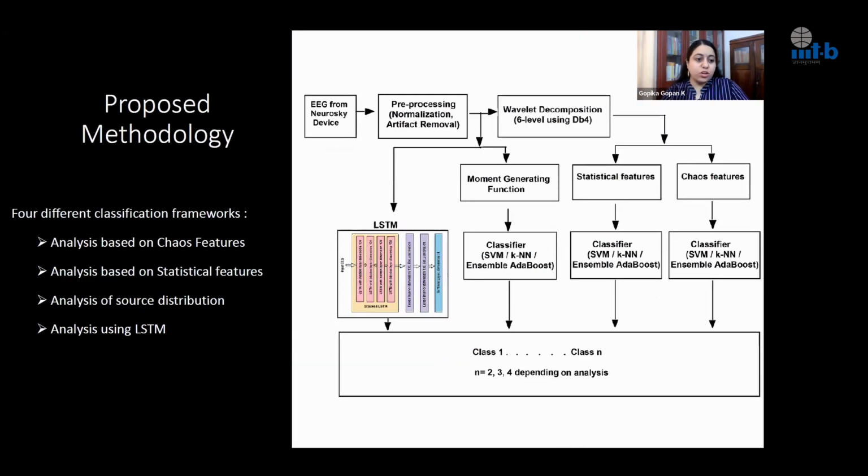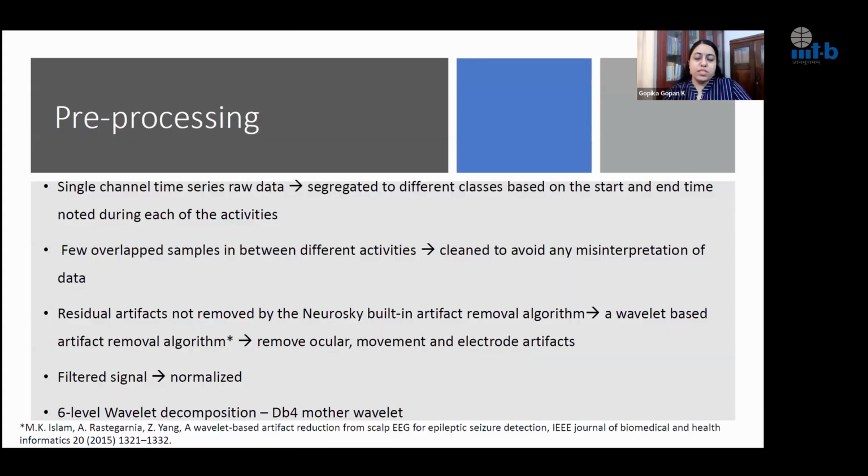So the proposed methodology contained 4 different classification frameworks. Initially, the EEG from the NeuroSky device underwent pre-processing, that is normalization and artifact removal. Then for statistical and chaos-based analysis, wavelet decomposition was carried out. Now the 3 off-the-shelf classifiers, that is SVM, Ensemble AdaBoost, and KNN, were utilized in terms of source distribution, statistical analysis, and chaos-based analysis. So in pre-processing, initially the single channel time series were segregated into different classes based on the start and end time, and a few overlap samples were removed.